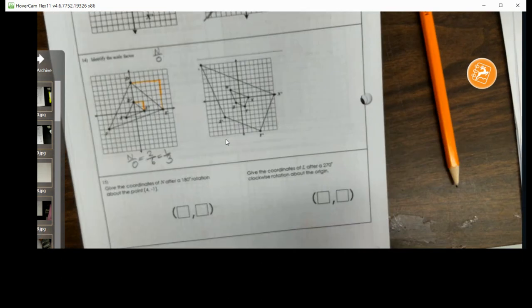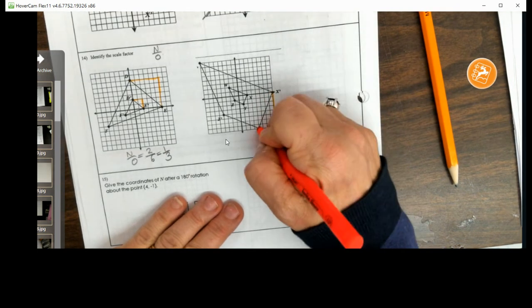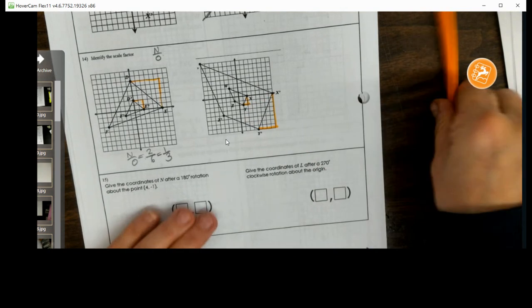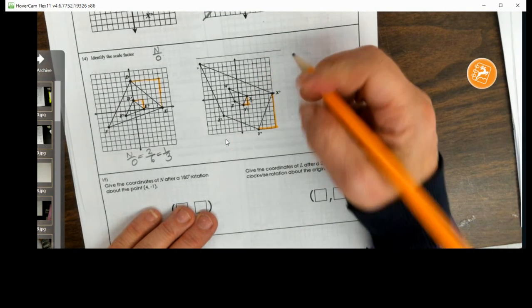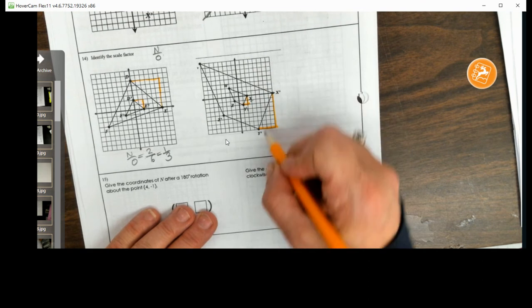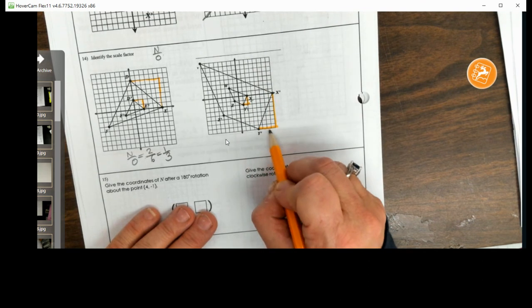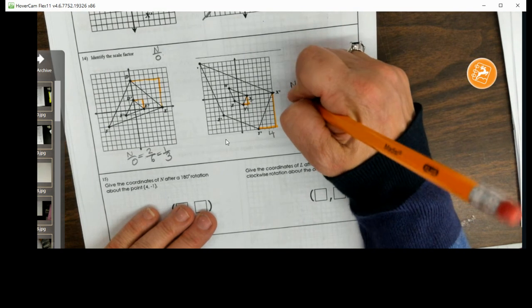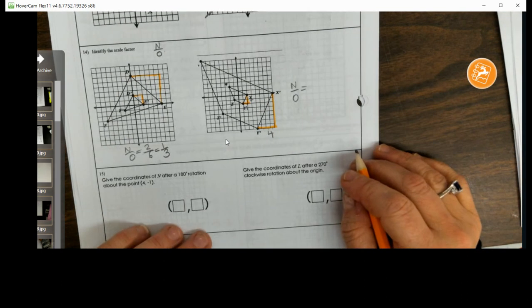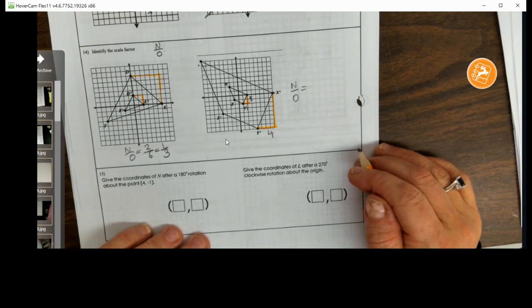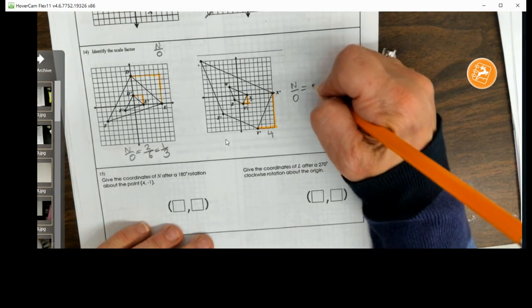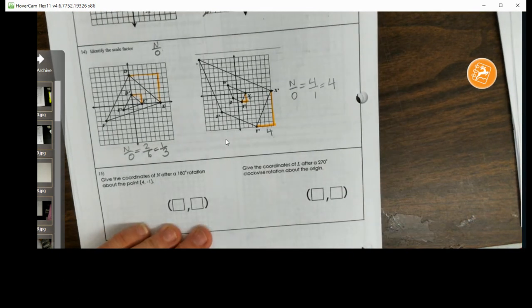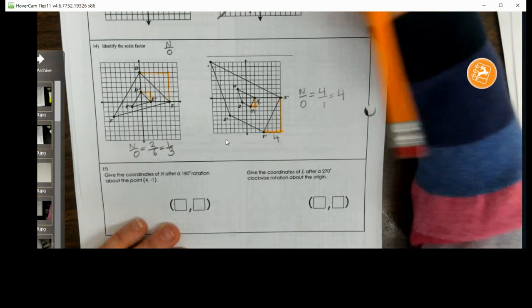And we're going to do the same thing over here. 2 over 1. And if this is 1, this is 1, 2, 3, 4. So it's new over old. You could use the vertical or the horizontal; you will get the same answer. I'm going to use the horizontal, so it's 4 over 1, which is 4. Okay, that is the scale factor.